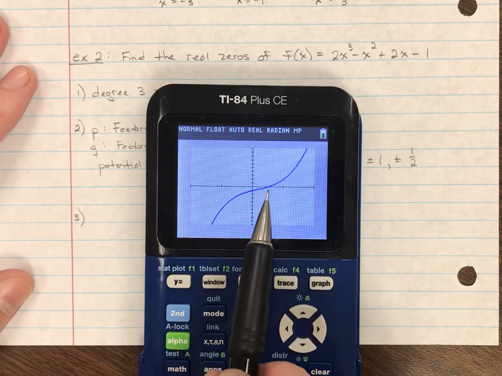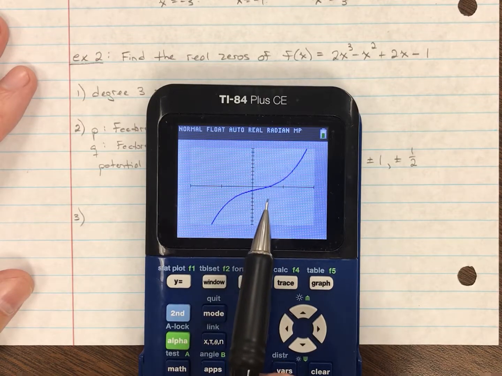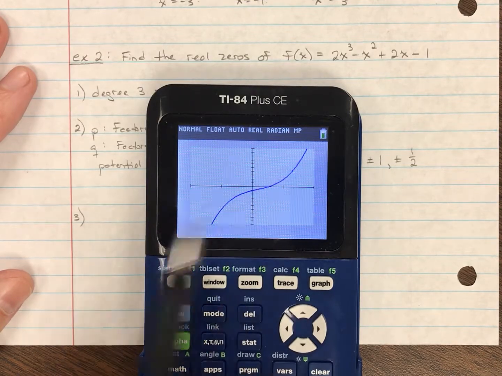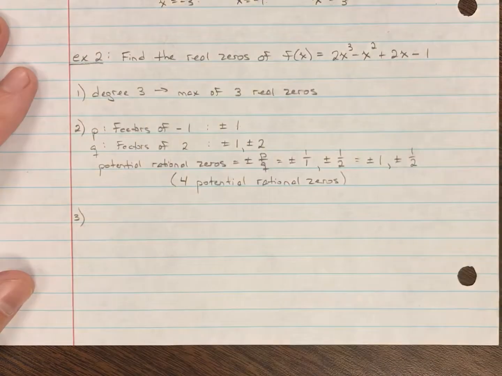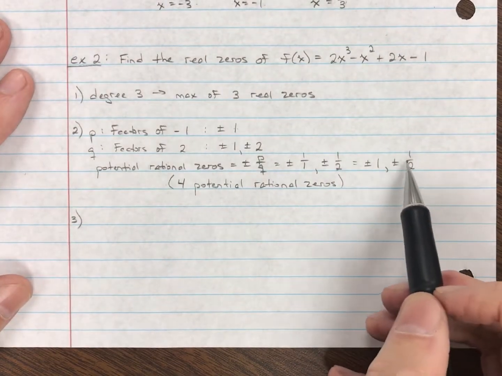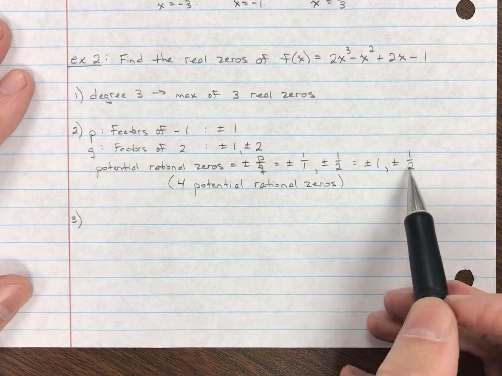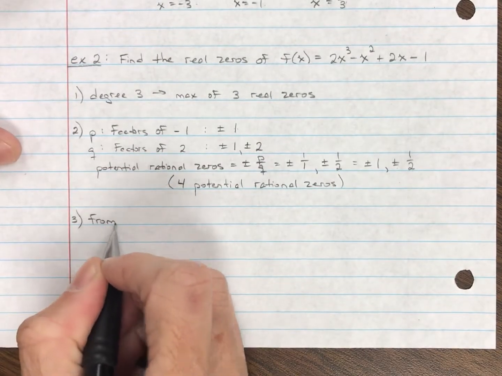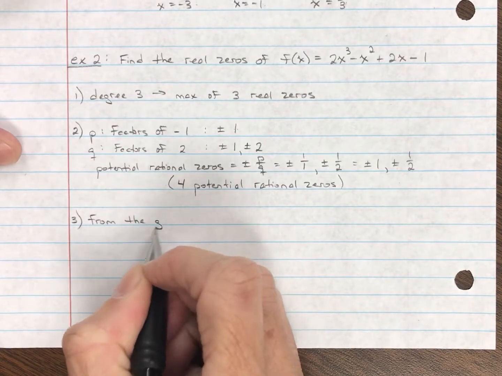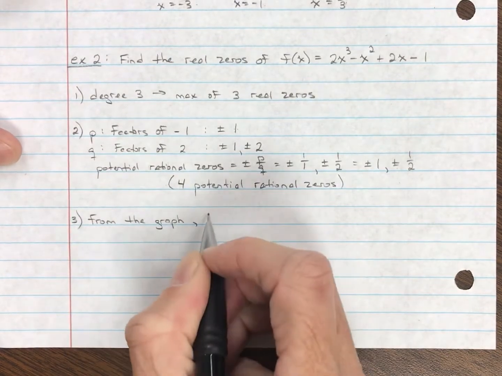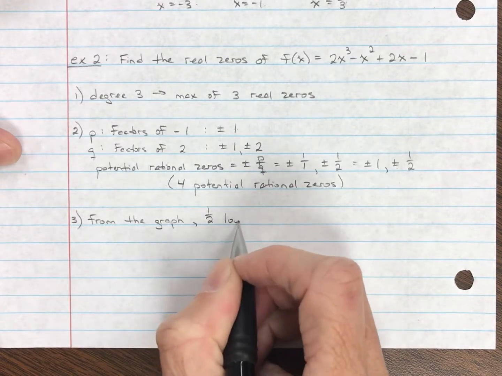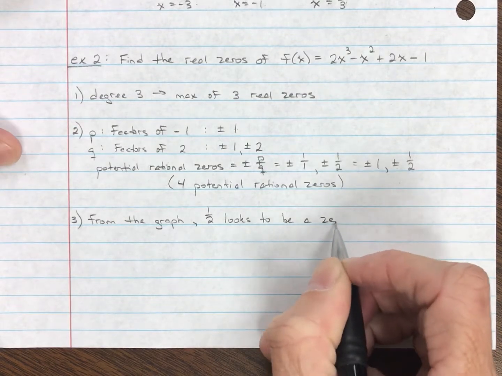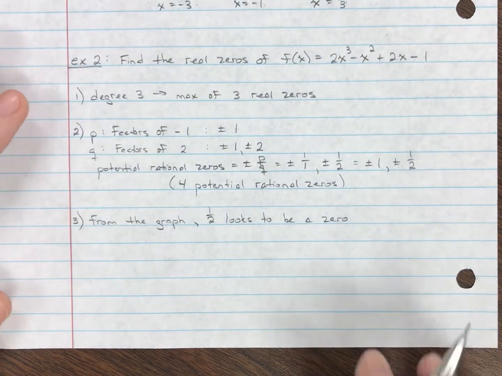Now, it appears from the graph that I only have one real zero. You can see it crossing here. It looks like it's probably close to 1/2. Now remember, my potential zeros include positive or negative 1/2. So from the graph, one half looks to be a zero.